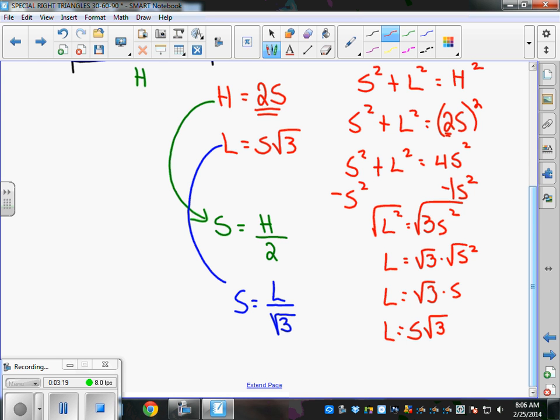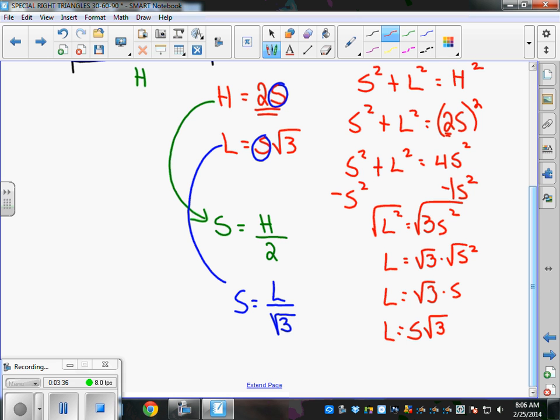So notice that all of these formulas revolve around knowing the short side. If they give you the short side, then that's the easiest way to do them. If they don't, the first thing you find is what the short side would be. So if you know the hypotenuse, you take half of it, and you get the short side.